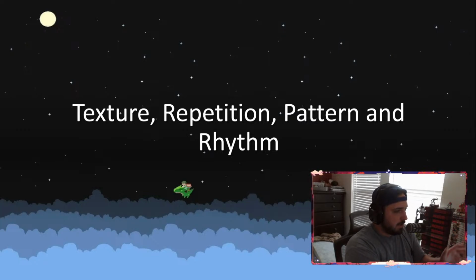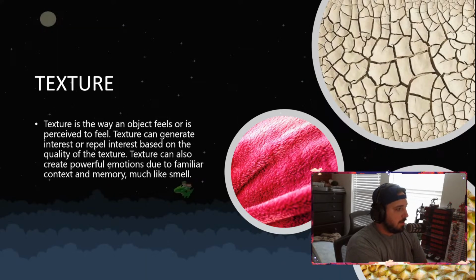All right, so texture, repetition, pattern, rhythm. Let's get through this. So the first thing we're going to talk about is texture, okay?